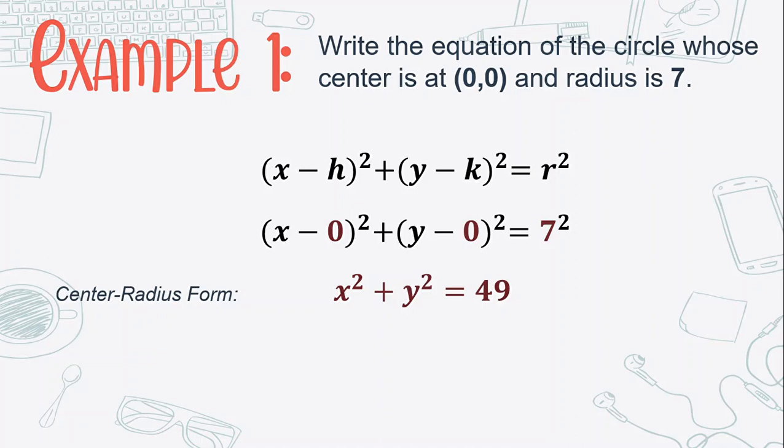We can also write this in general form. This will become x squared plus y squared minus 49 is equal to 0. So that is the equation of the given circle whose center is at (0, 0) and the radius is 7.